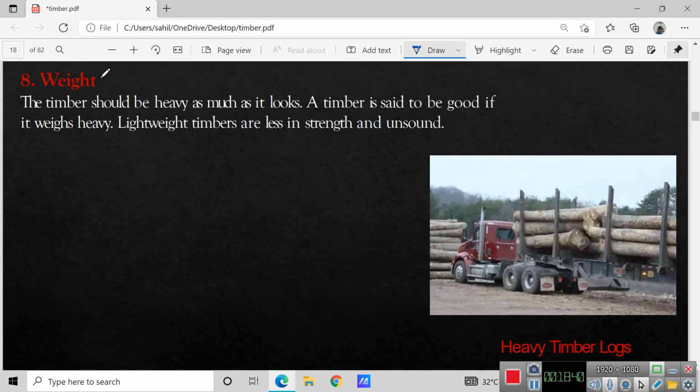Now number 8 is the weight. The timber should be as heavy as it looks. A timber is said to be good if it weighs heavy. Lightweight timbers are less in strength and unsound. Therefore, the timber must be as heavy as it looks. They should not be hollow or light in weight according to their size ratio.